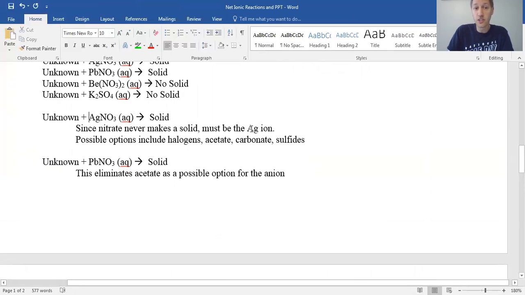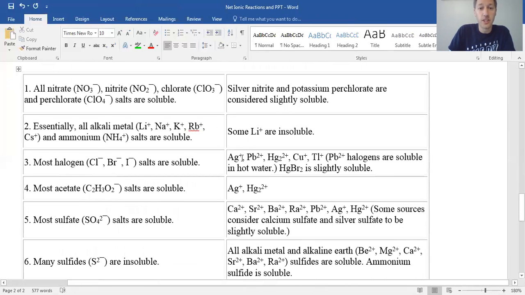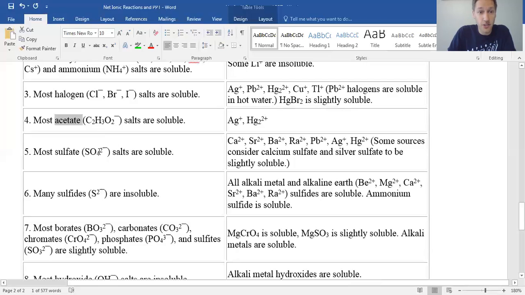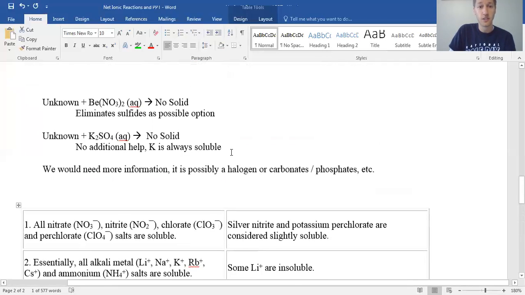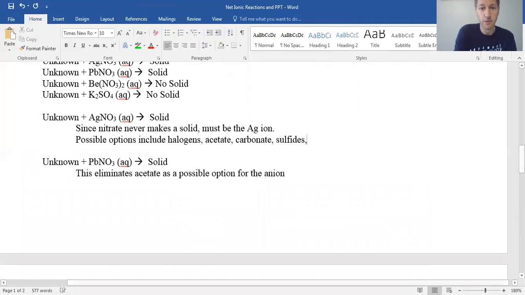So the question is, what does the Ag ion actually want to react with? We look at our chart down here. We see that Ag would react with halogens. Halogens normally are soluble, but Ag would make them form a solid. We see that Ag would also make acetate form a solid. We see that sulfates, oh wait, sulfates could be a possible option. I forgot to put that up there. Silver would react with sulfate, so put that up here too.